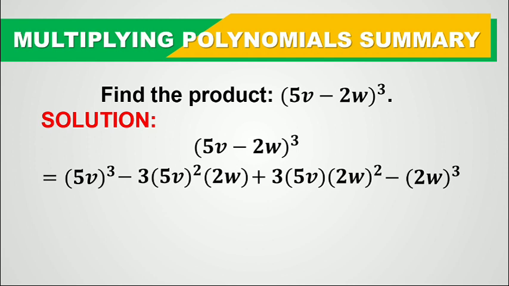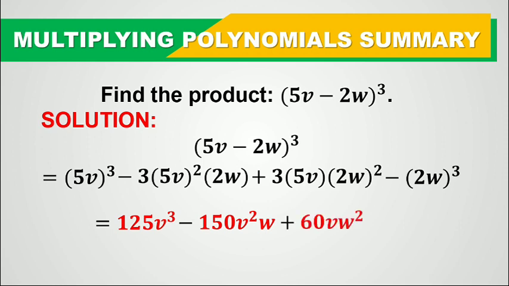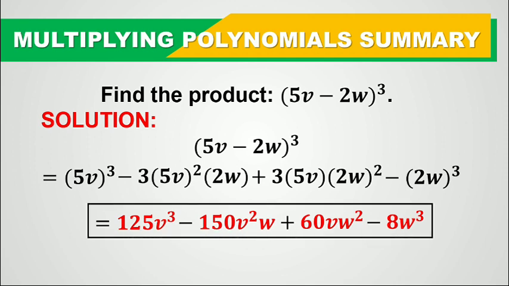So quantity 5v cubed, that's 125v cubed. And then 3 times 5v squared times 2w, that's 150v squared w, so minus. And then plus 3 times 5v times 2w squared, that's 60vw squared. And then minus 2w cubed, that's 8w cubed. So this is the answer for this particular question: question number 9, 125v cubed minus 150v squared w plus 60vw squared minus 8w cubed.